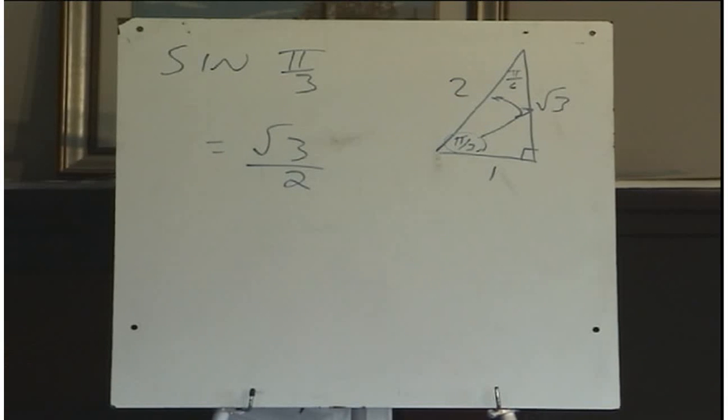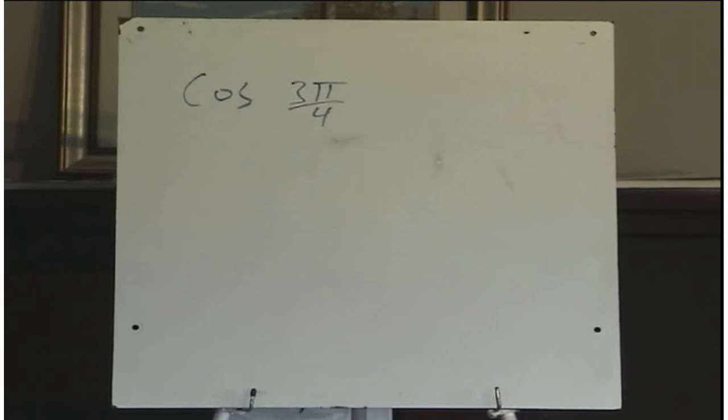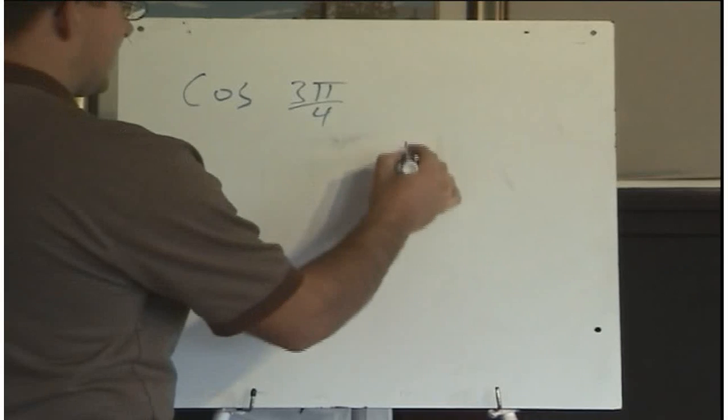So that angle would be root 3 over 2, straight off the triangle. Now we're asked to find the exact value of cosine of 3 pi over 4. You're probably thinking, well, we don't have a triangle that has an angle of 3 pi over 4. We have pi over 4, and we have pi over 3, and we have pi over 6, but not 3 pi over 4. But watch what happens when we draw this in standard position.